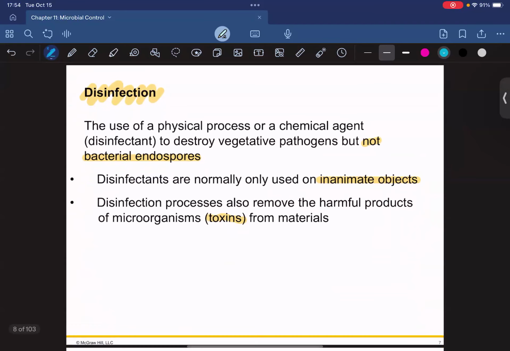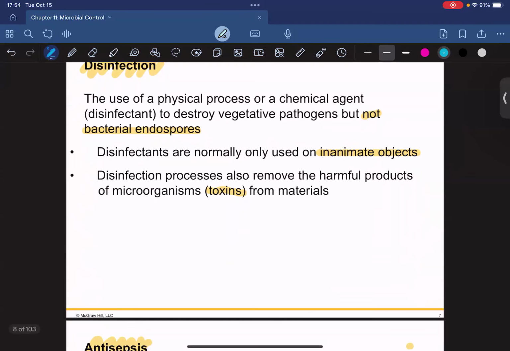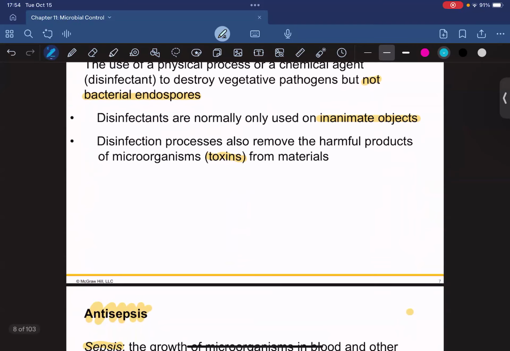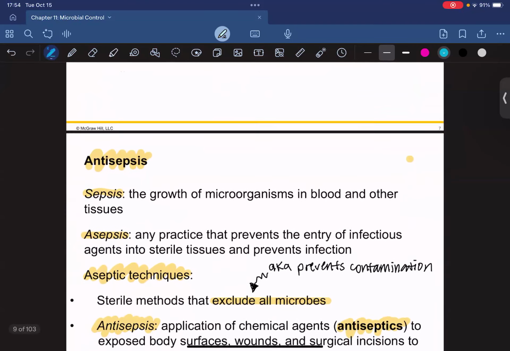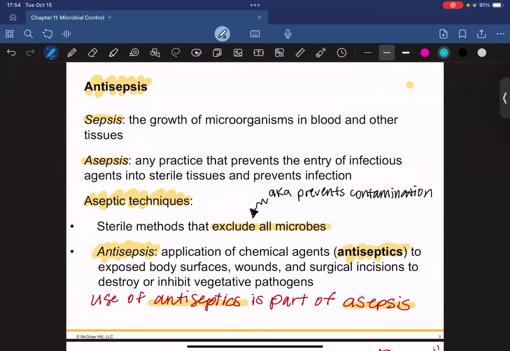All right, so like we said, with disinfection you're not killing the endospores. That's probably the most important aspect of it. And we usually use that on inanimate objects, because if you're putting it on living tissues, it is antisepsis. Sepsis refers to when you have microbes growing on or in tissues where it doesn't belong. And asepsis is preventing that infectious material from getting into the tissues. So when we talk about aseptic technique, it's any technique that we're using to prevent contamination where it shouldn't be going. So antisepsis is a type of asepsis. It falls under that category.